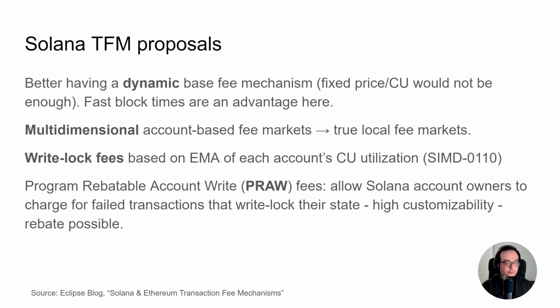So that's the PRO, while SIMD 0110 is way less opinionated, or anyway, it gives less customizability to the applications, and it's just checking an exponential moving average of how much a certain account is using CUs, or anyway, the write lock transactions, how many CUs they are using, because that tells you how much this account is in demand. And depending on this exponential moving average, then the fees will go up or down.